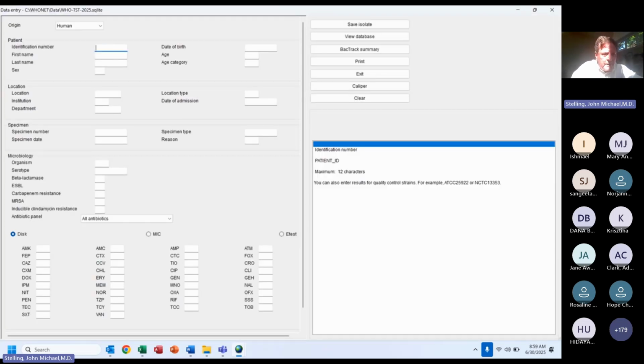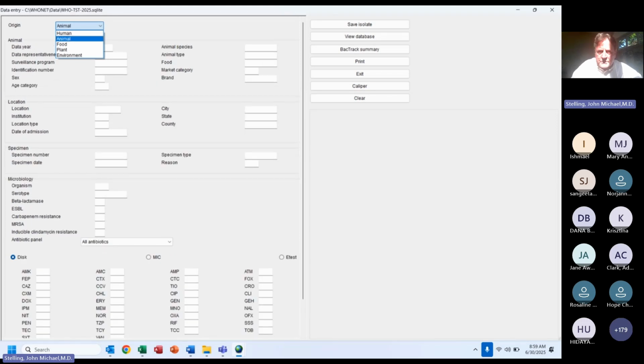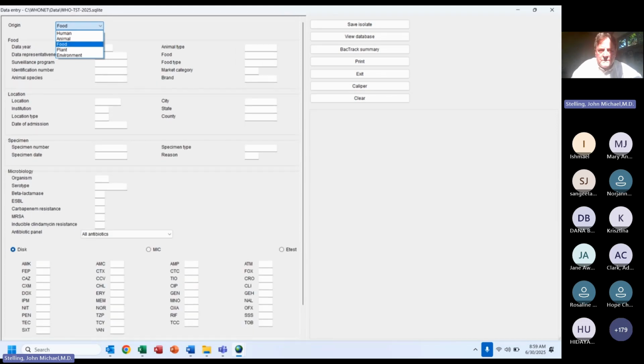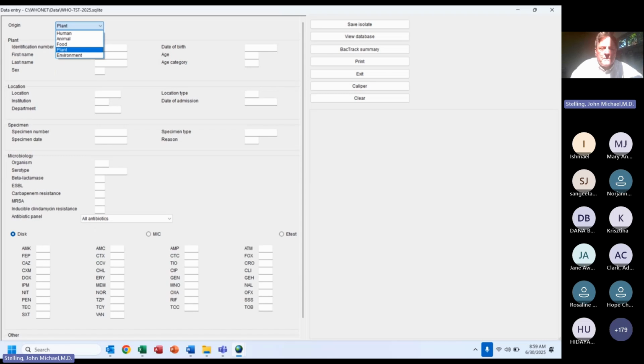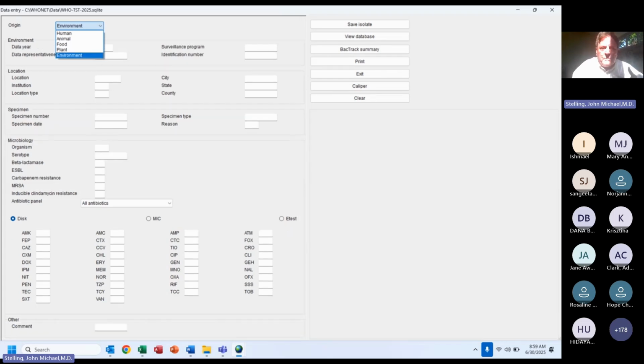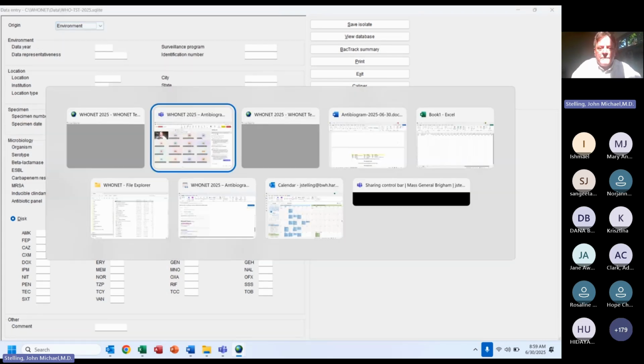For example, here, if I clicked on animal, the questions are now animal questions. Food, they are now food questions. We're going to get rid of plant because we do not yet have guidance. Plant is interesting, but we do not yet know. We don't have any drop-down lists, so plant doesn't mean anything right now. Environmental, we do have that.